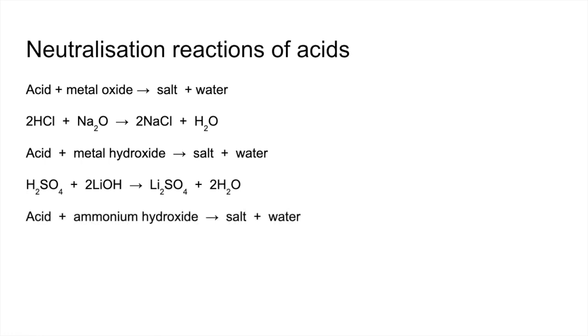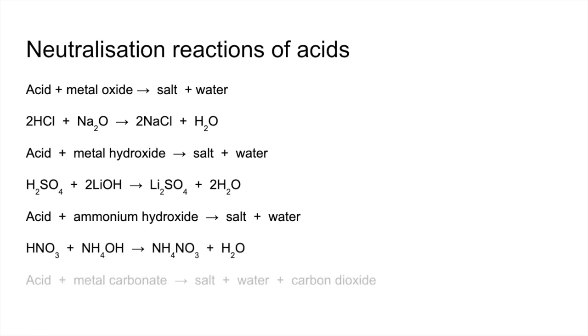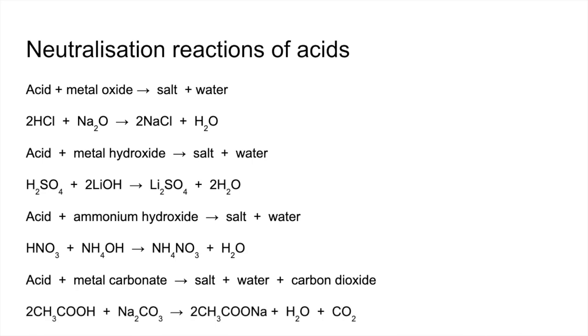Acids also react with ammonium hydroxide to produce a salt and water. Nitric acid and ammonium hydroxide would make ammonium nitrate and water. And acid plus metal carbonate makes salt, water and carbon dioxide. The example I've gone for is ethanoic acid and sodium carbonate makes sodium ethanoate, water and carbon dioxide.